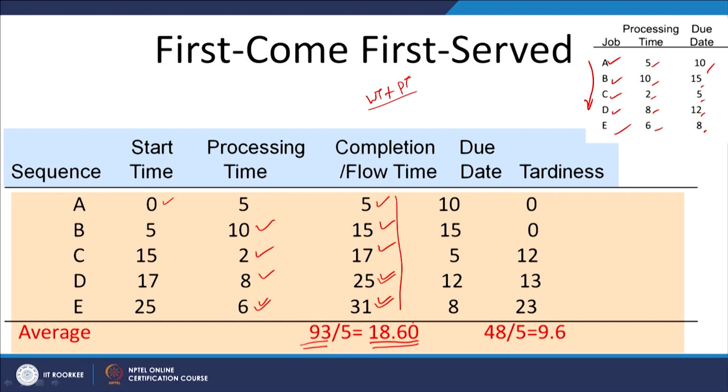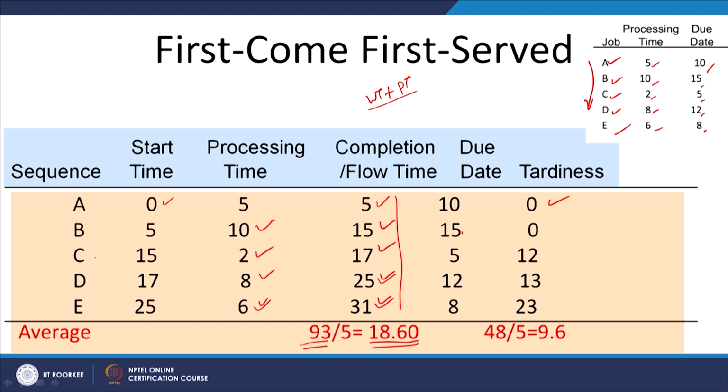18.6. Then we have to calculate the tardiness or the lateness. We know that the flow time is the time by which the job is completed. The first job is completed after 5 days, while the due date is 10, so the lateness in that case will be -5 and the tardiness is 0. Here, job B is completed after 15 days, and the due date is also 15, so the difference of the two gives 0.